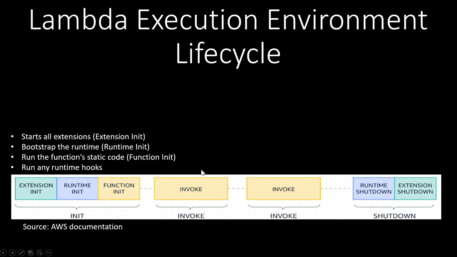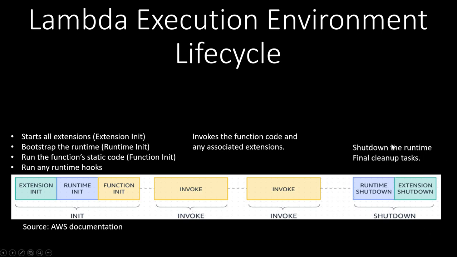So this is the end of the execution environment lifecycle. Here, the invoke phase invokes the function code, and the shutdown phase shuts down the runtime and performs the final cleanup task. So this was all about Lambda execution environments in this video.